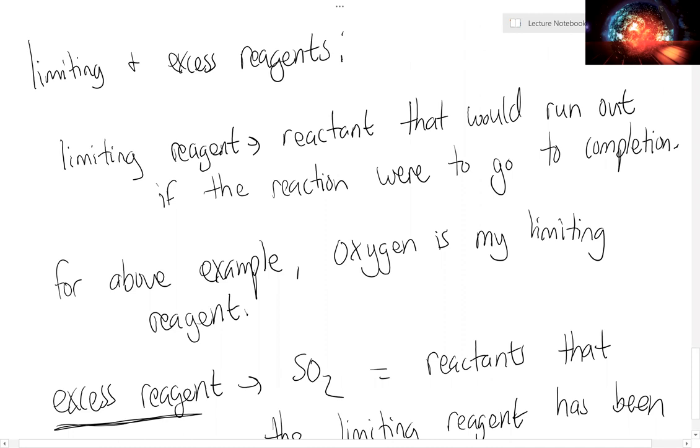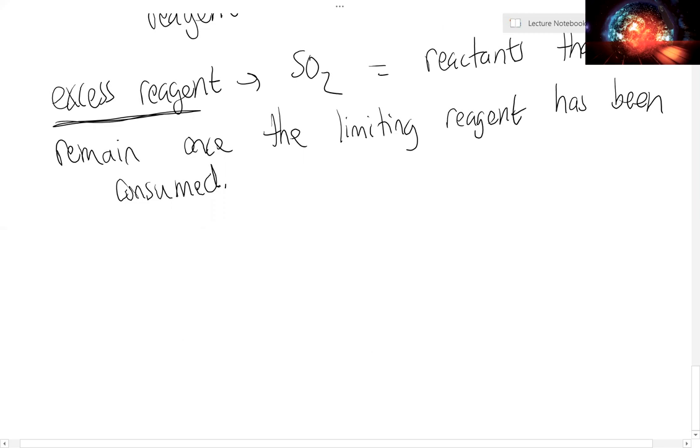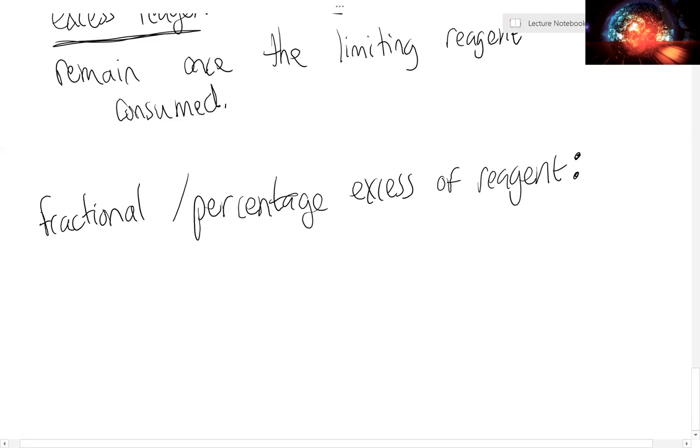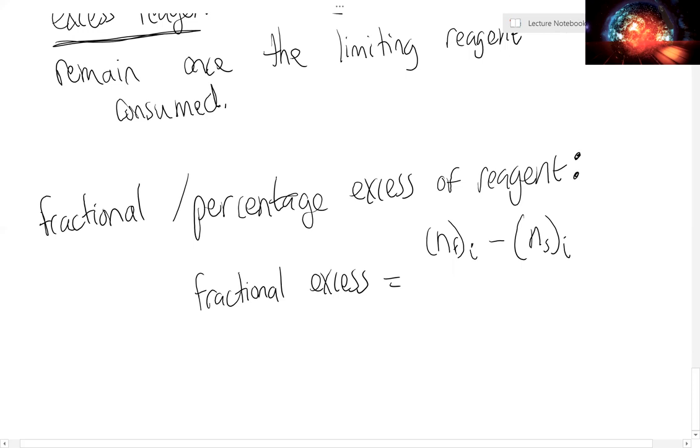So we have a limiting reagent and an excess reagent. We can also consider things in terms of a fractional and percentage excess of a reagent, where I can define a fractional excess as the number of moles of a particular reagent that's fed into the process minus the number of moles that are required to consume my limiting reagent, over the number of moles fed.